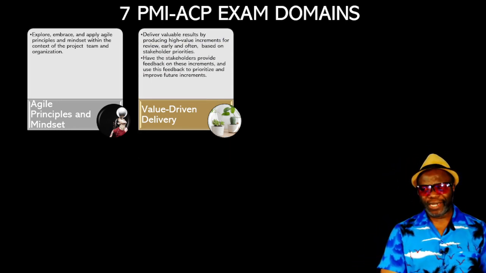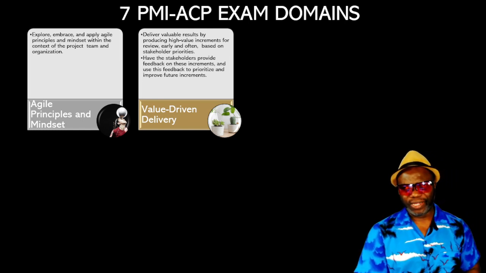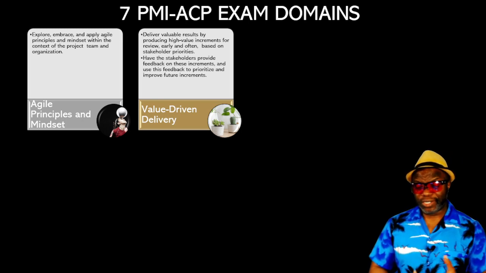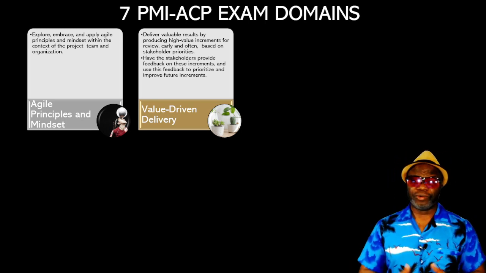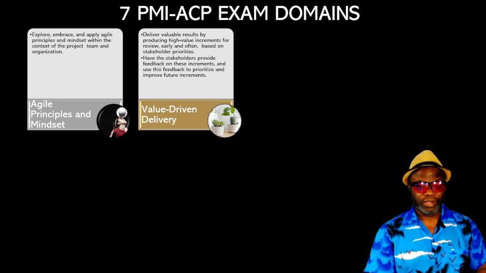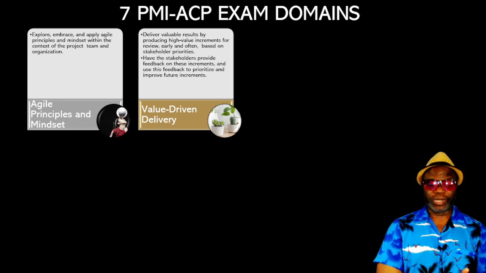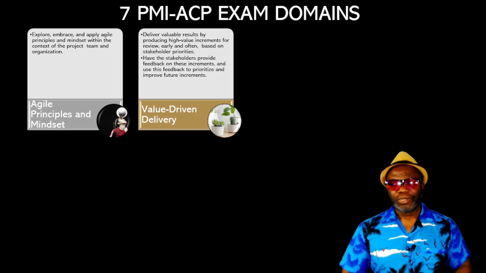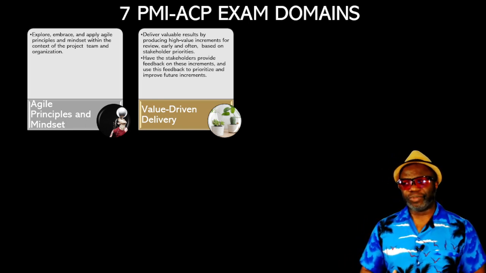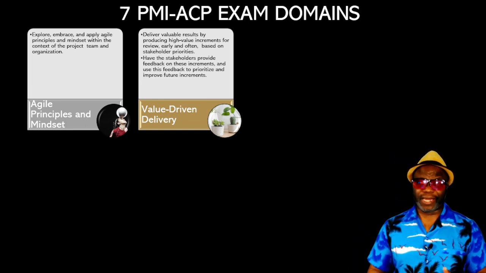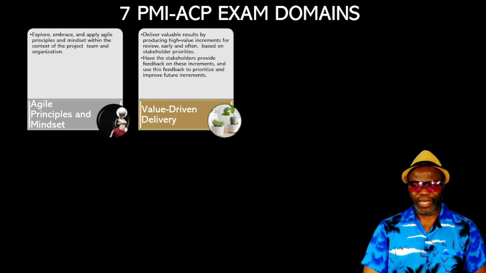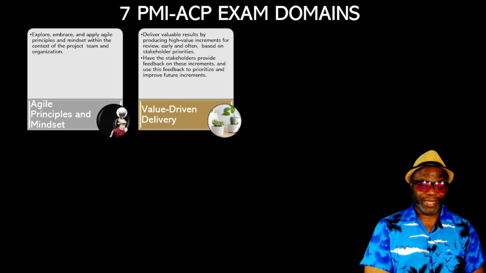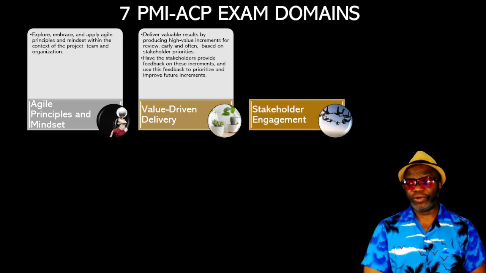Then the next domain is value-driven delivery. This is all about value. Our highest priority is to satisfy the customer through early and continuous delivery of valuable product. That's the key word, valuable. So we're going to talk about value, making sure that you understand the perspective of stakeholder feedback and how important it is, feedback on increments and how that is implemented all throughout whatever practice of Agile we're referring to.